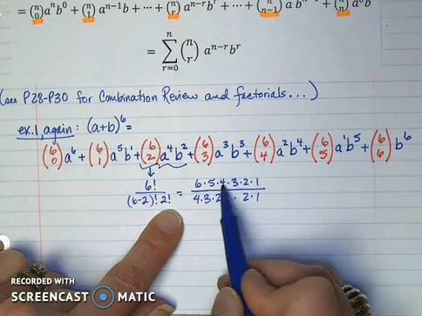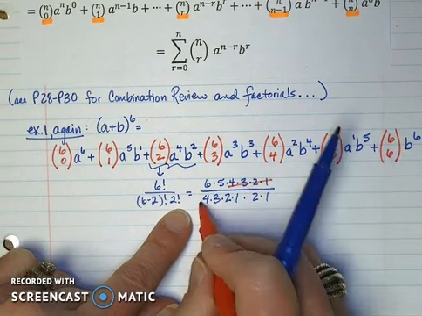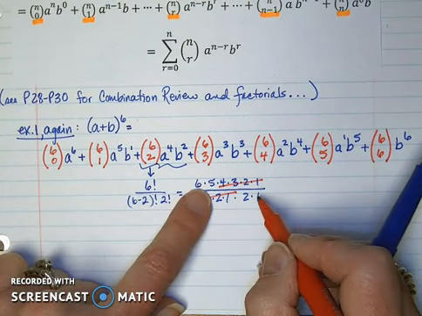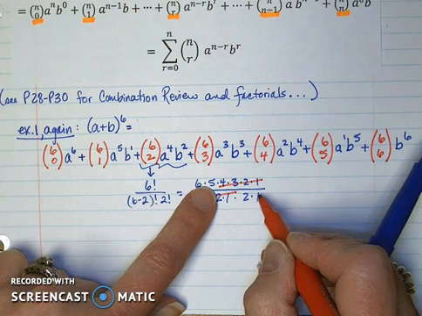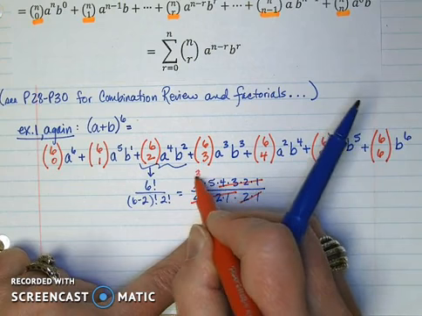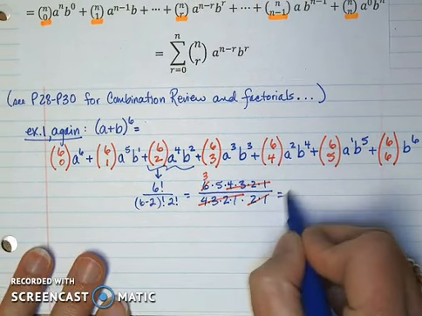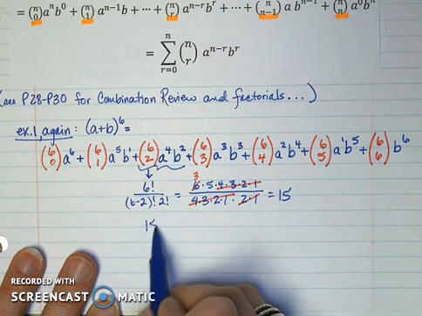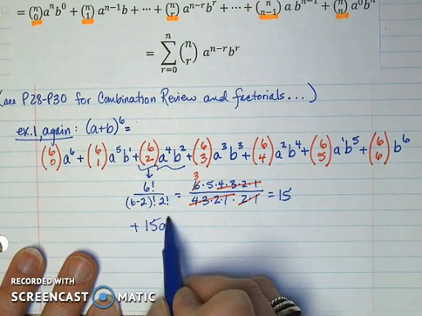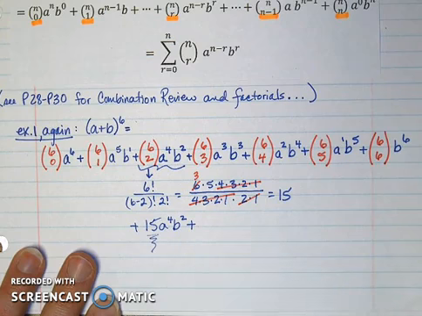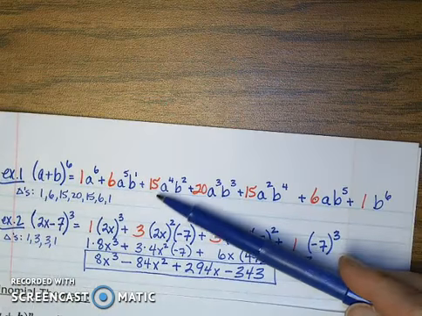I could take the 4 down to the 1, simplify that, and this is 2 into 6 times 5, which is 30. That's going to give me 15, right? That's 3, that's going to give me 3. That's going to equal 15. That's just the coefficient. So that means that is 15 a to the 4th b squared. Okay, 15. Go back up and look at example 1 and see if that's what we had. Sure enough, that's what came off the triangle.